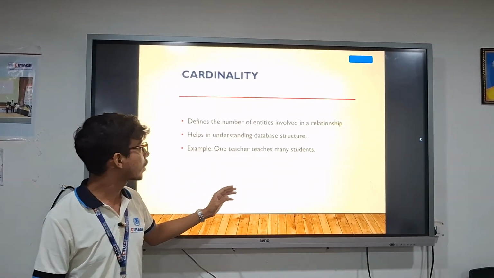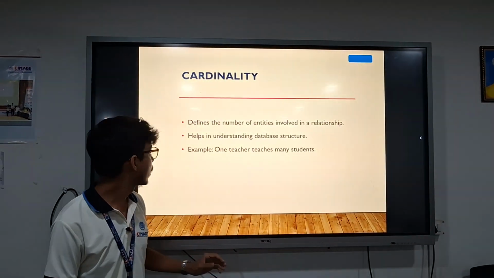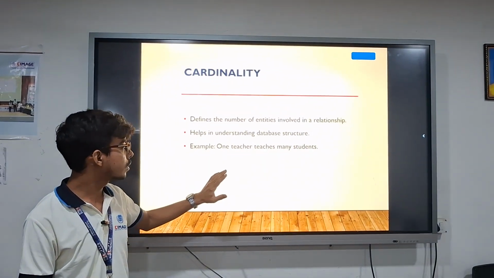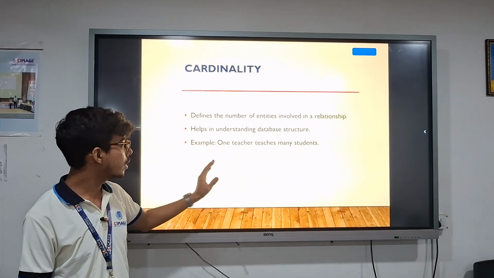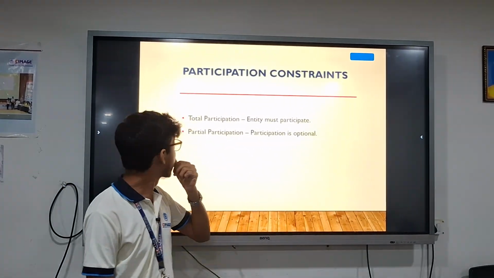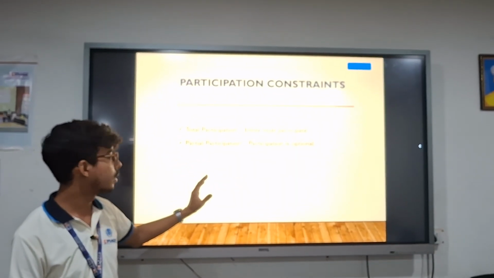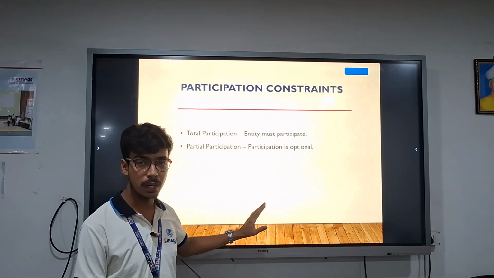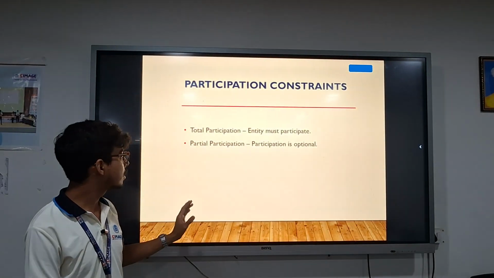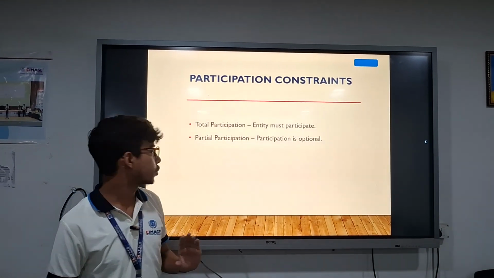Now the next component is cardinality. Cardinality defines the number of entities involved in a relationship. It helps in understanding database structure, and an example is one teacher teaches many students. Now the next one is participation constraint. There are total participation and partial participation. In total, the entity must participate, it is compulsory, and in partial it is optional, meaning not compulsory.